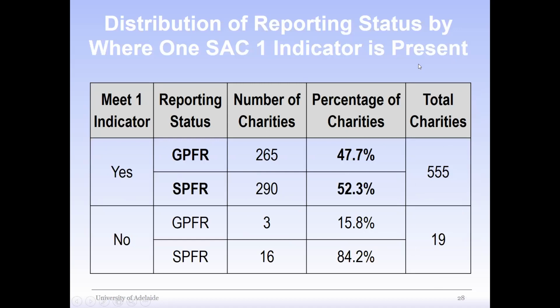So when we looked at a combination of the non-financial and the financial indicators, and we said, is there one of those present? Of the sample, 555 had at least one either financial or non-financial indicator present. And as you could see, the majority, 52 to 47, prepared special purpose financial reports. So that is certainly counter to, I think, the logic on which the reporting entity concept is based.